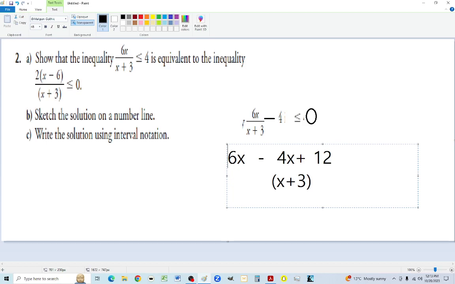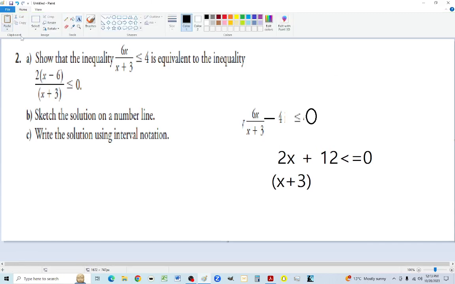And of course, I get 2x plus 12 is smaller or equal to 0. Now, before I do that, by the way, you can take a 2 out of it as well. And you get x plus 6. Now, before I do that, let's look at the other one.